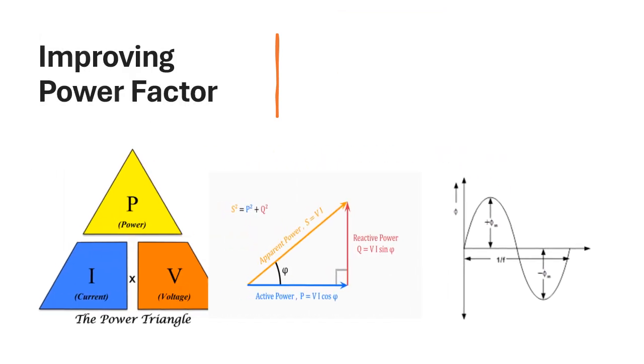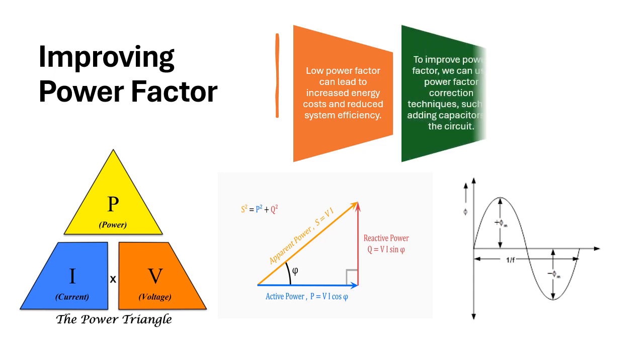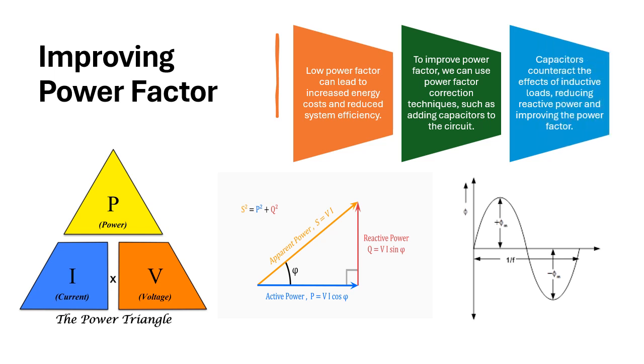Improving power factor. Low power factor can lead to increased energy costs and reduced system efficiency. To improve power factor, we can use power factor correction techniques, such as adding capacitors to the circuit. Capacitors counteract the effects of inductive loads, reducing reactive power and improving the power factor.